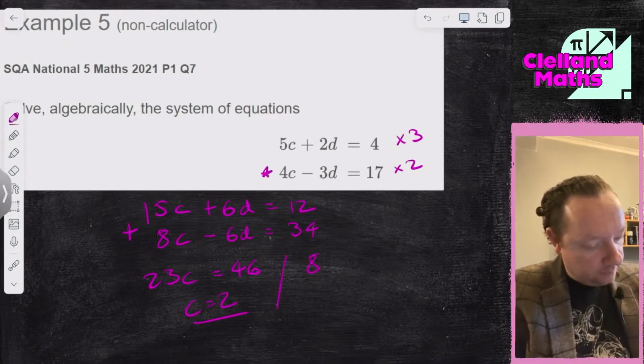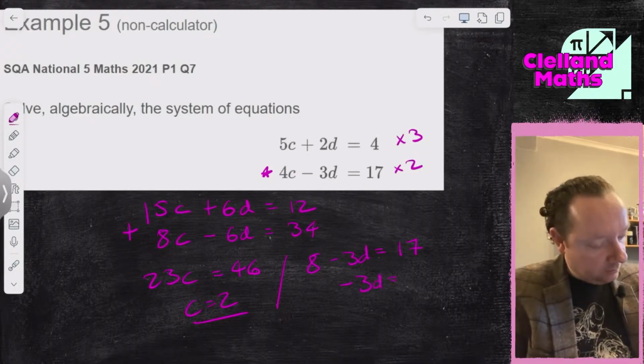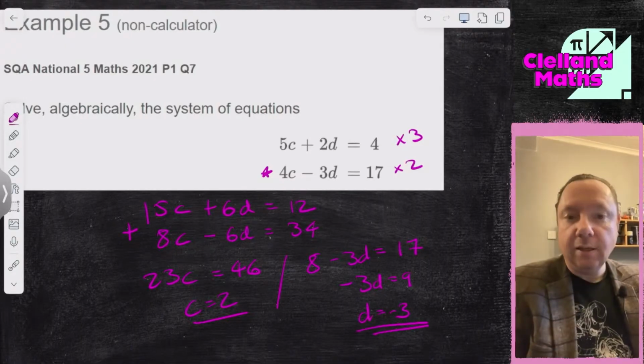2 4s is 8, minus 3d is 17. So take away 8 from 17 to get 9. And then divide by minus 3 to get minus 3. And we're done there.